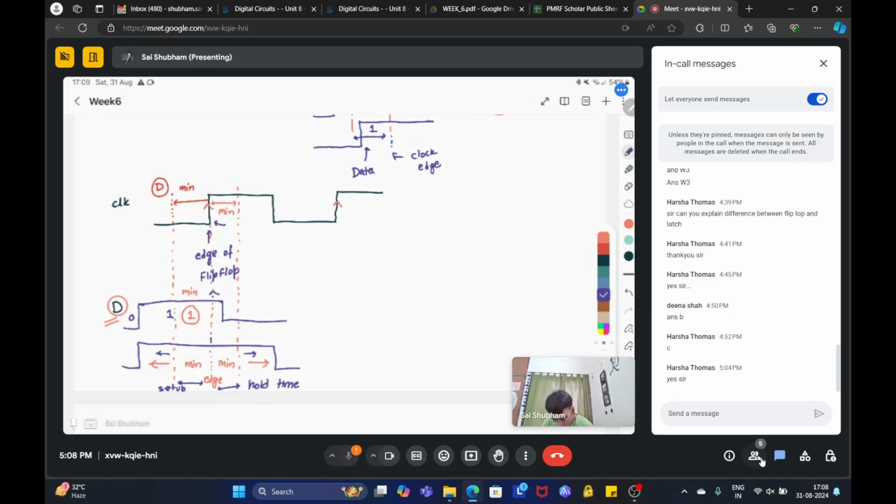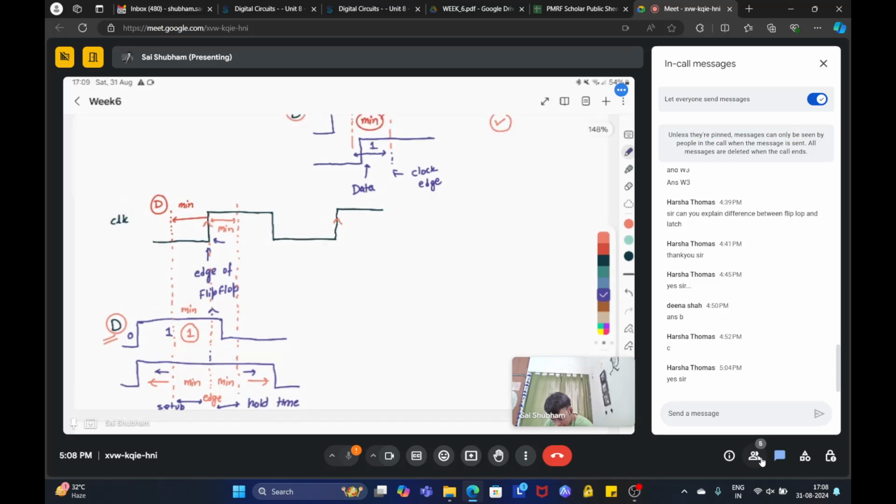Fine. So if the data changes inside this window, there will be some violation. So I hope this concept is clear. You have to make sure that the data is available before the setup time and should be there for a minimum of hold time.